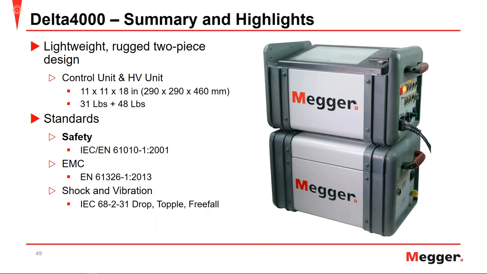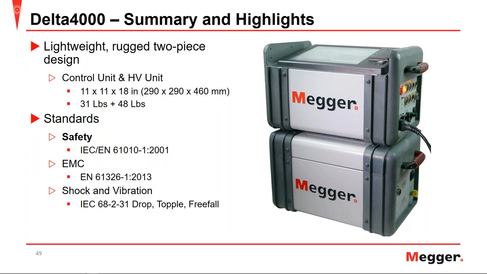So finally, moving on to the Delta 4000 summary and highlights. The Delta 4000 is a lightweight, rugged 2-piece design where you have your control unit on the top there and the high voltage unit on the bottom, where the control unit is slightly lighter due to the high voltage unit containing a transformer. Both coming together though at just under 80 pounds.